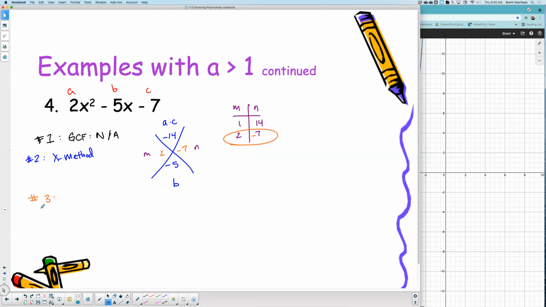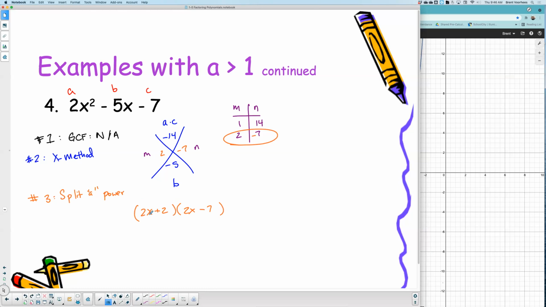All right, Eva, what do you think step 3 is? Split the A term's power. That's correct. You got it. So when I do that, my A term is 2x squared. So when I split that power, Alexander, what does it become when I split this power? 2x. You got it. I'll have 2 parentheses, 2 factors that will begin with 2x. Each factor will end with the side number. So it'll be 2x plus 2 and a 2x minus 7.